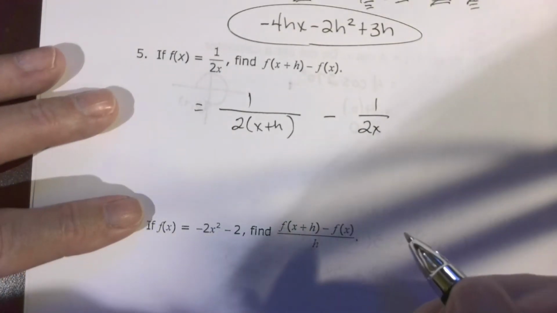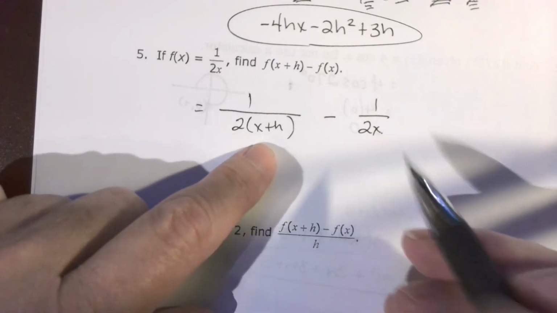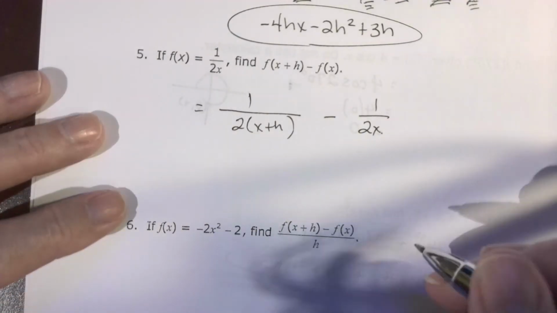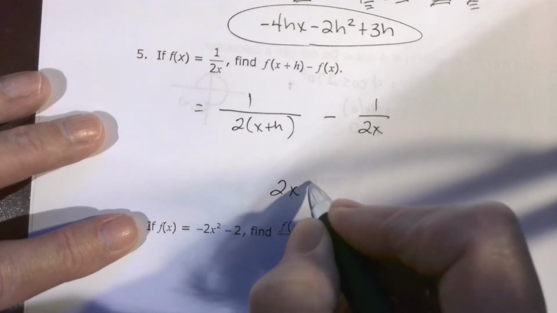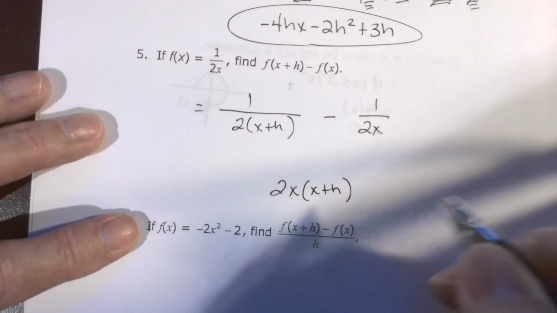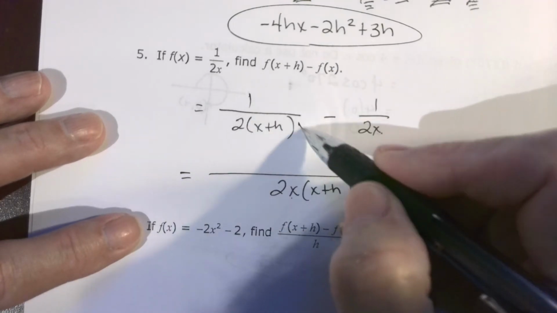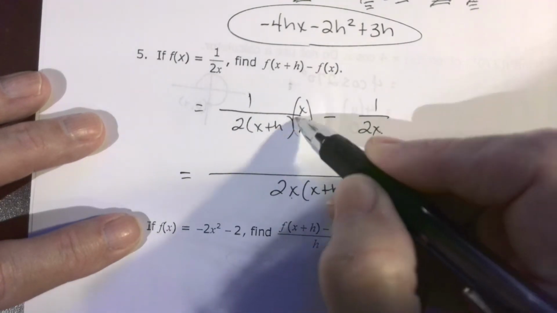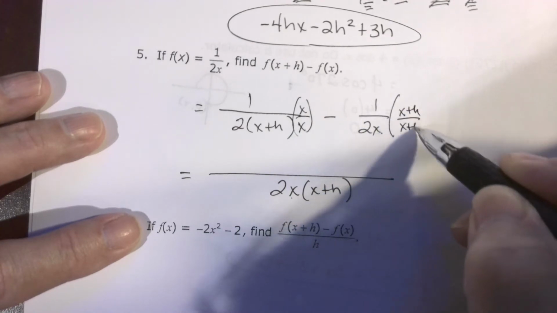Now, of course, we need to get a common denominator. So I have a 2, I have an x, and I have an x plus h. So to get a common denominator, I'm going to need to use 2 times x plus h, all of it. That means I'm going to multiply this one by x over x. I'm going to multiply this one by x plus h over x plus h.